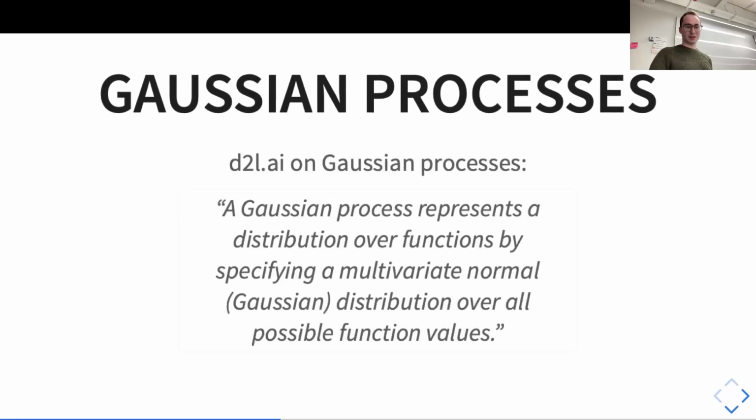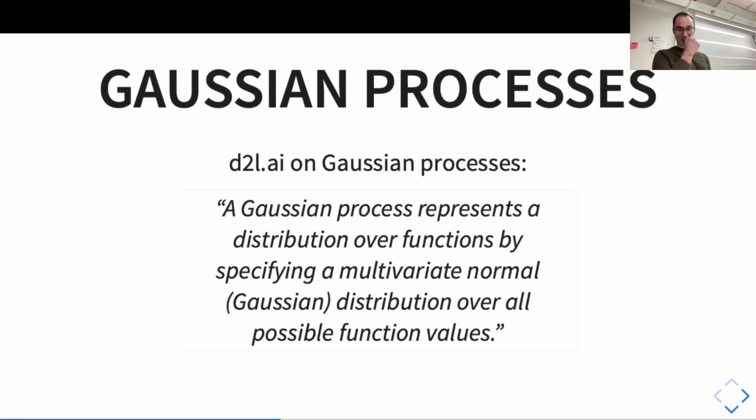Okay, so the fantastic website for machine learning stuff, d2l.ai, catchy name, introduces Gaussian processes as: a Gaussian process represents a distribution over functions by specifying a multivariate normal distribution over all possible function values, which is a lot of words and a bit of a mouthful. But if we work it backwards, it makes a bit more sense.